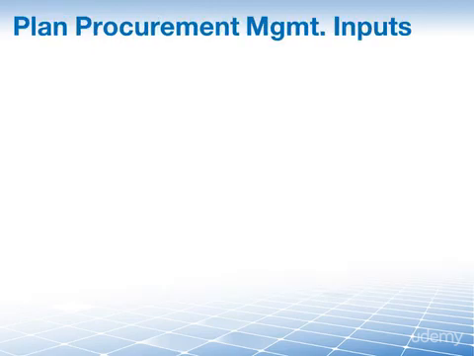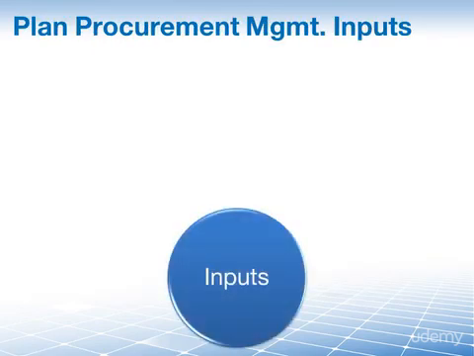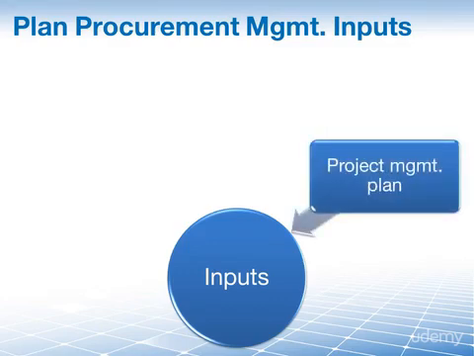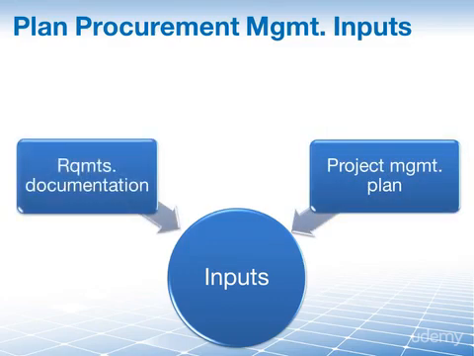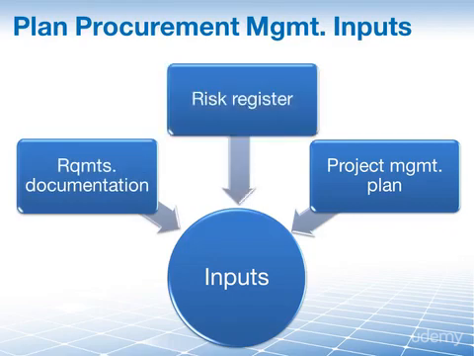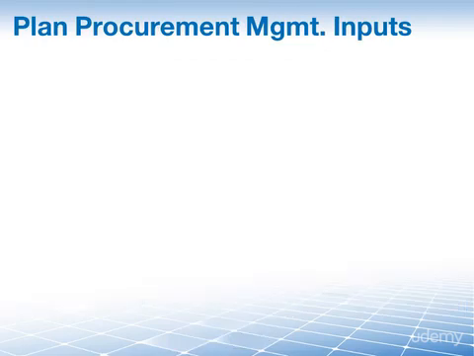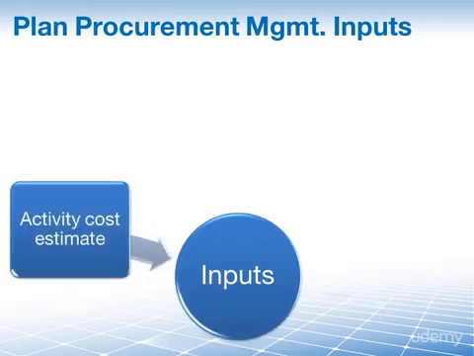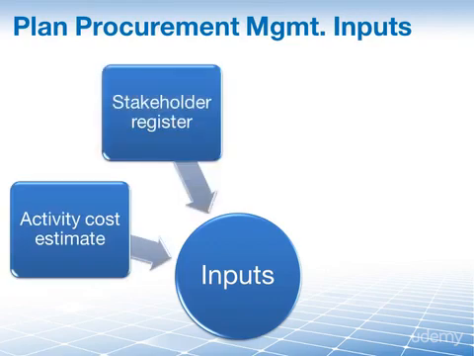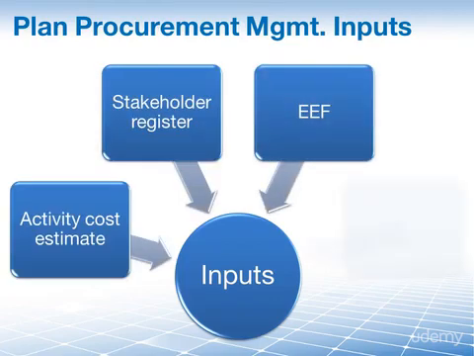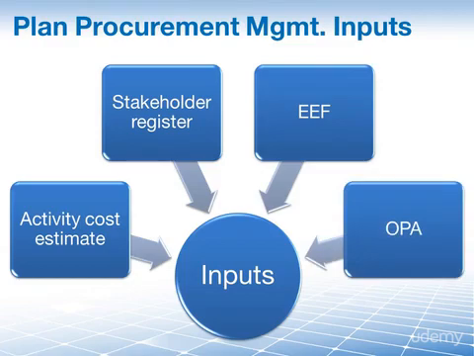And here is our brief overview of the 9 inputs for the process. It all begins with the project management plan. Then we have the requirements documentation. We have the risk register, the activity resource requirements, the project schedule. Next, we have the activity cost estimates, the stakeholder register, the enterprise environmental factors, and the organizational process assets.